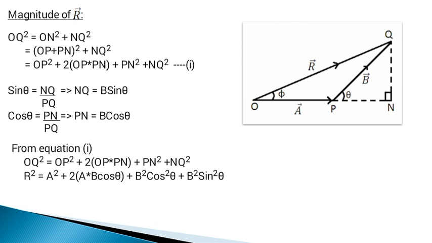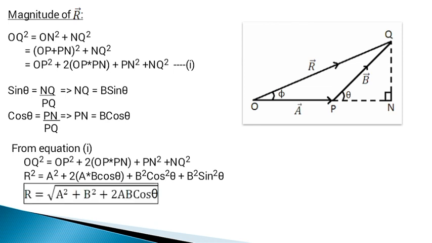We obtain PN square equals B square cos square theta, and in place of NQ we substitute B sin theta. So NQ square equals B square sin square theta. So we obtain R square equals A square plus 2 times A times B cos theta plus B square cos square theta plus B square sin square theta. So the magnitude of resultant R is given as R equals root over A square plus B square plus 2AB cos theta.